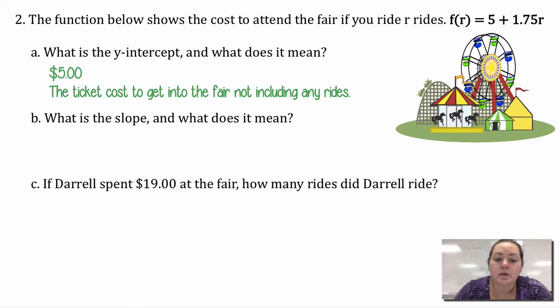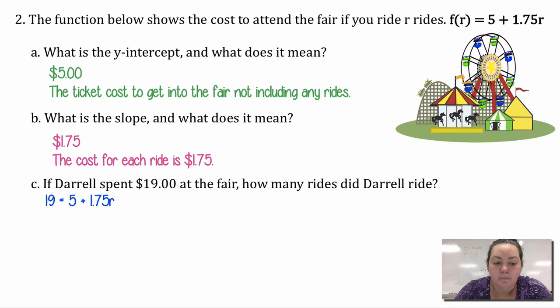And then the next one says, what is the slope and what does that mean? So the slope would be $1.75, and that's the cost for each ride. And then it says, if Daryl spent $19 at the fair, how many rides did Daryl ride?